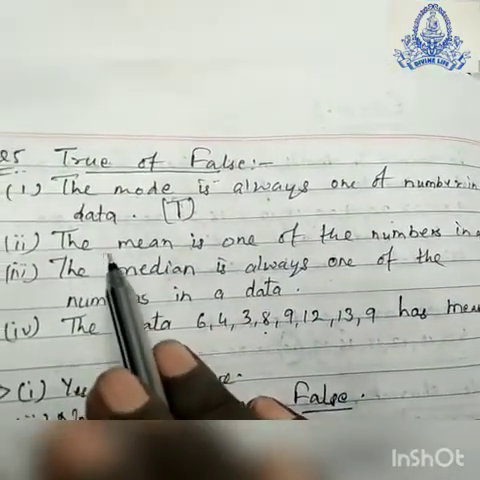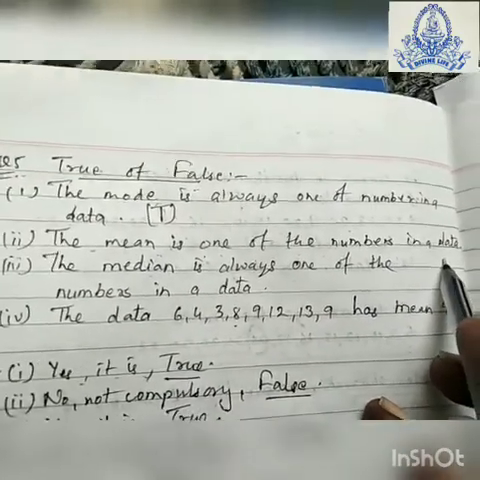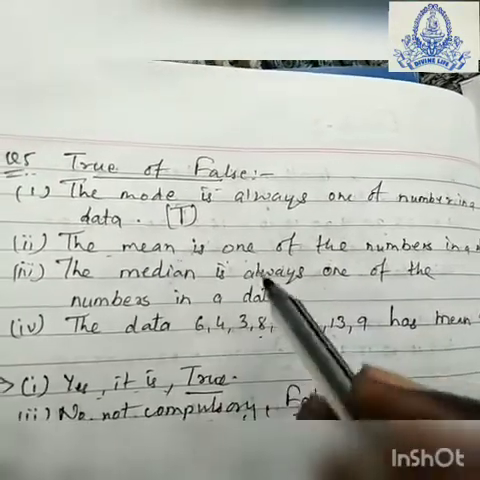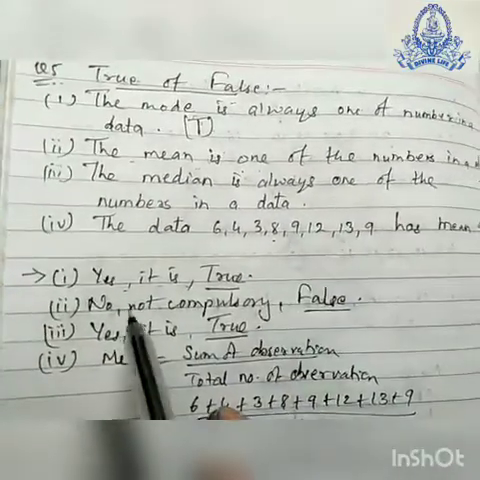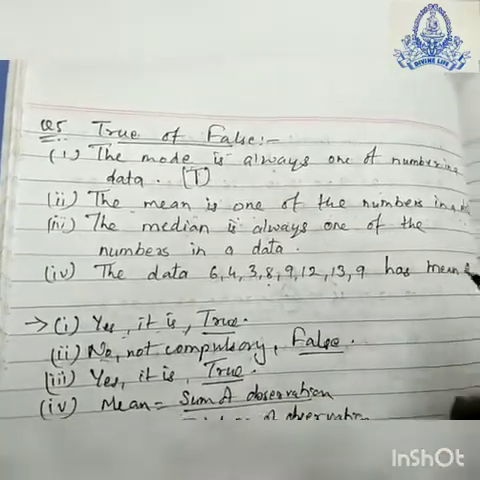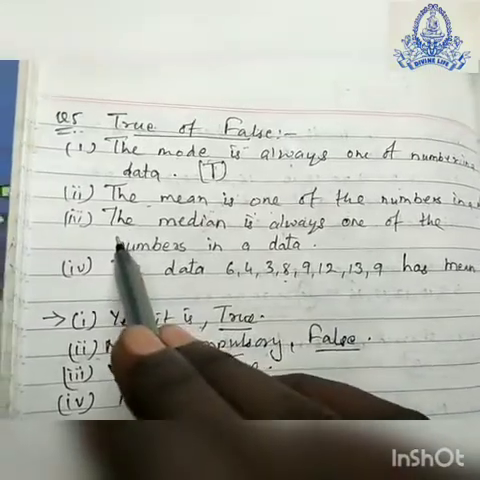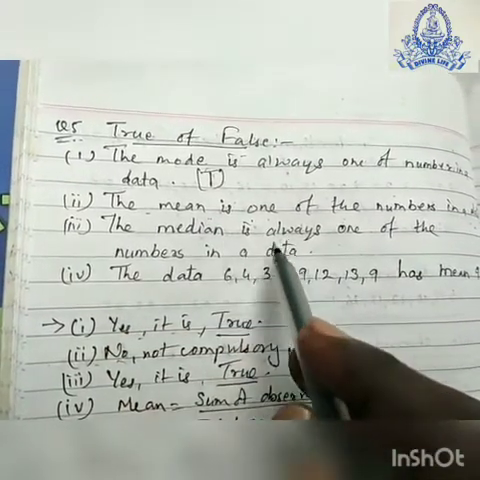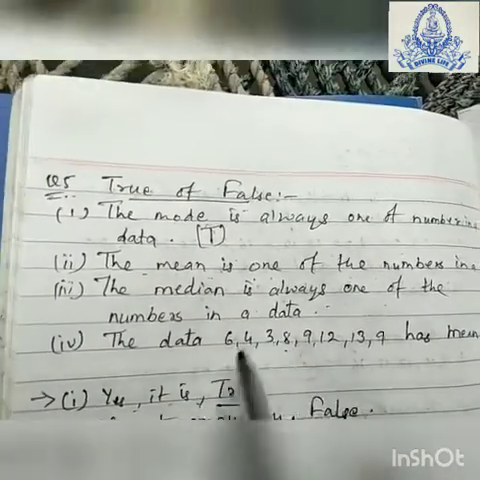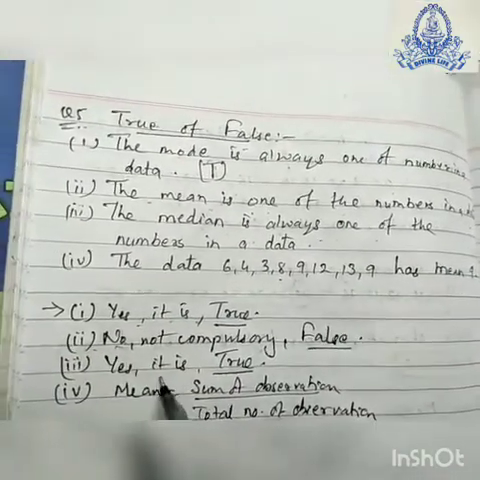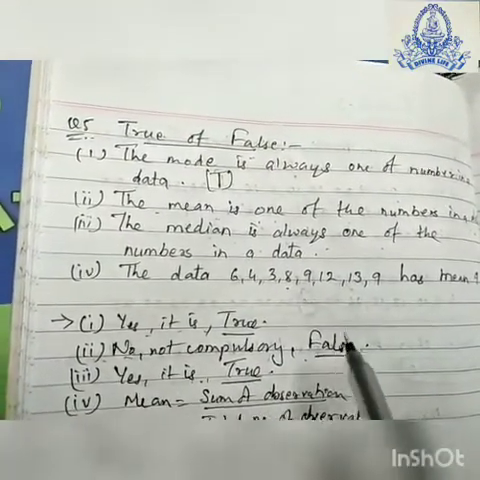Second, the mean is one of the numbers in a data. It is not compulsory because the mean can be anything. So no, it is false. Third, the median is always one of the numbers in a data. Yes, median is a value that is there in the data given in the question. So yes, the third is true.